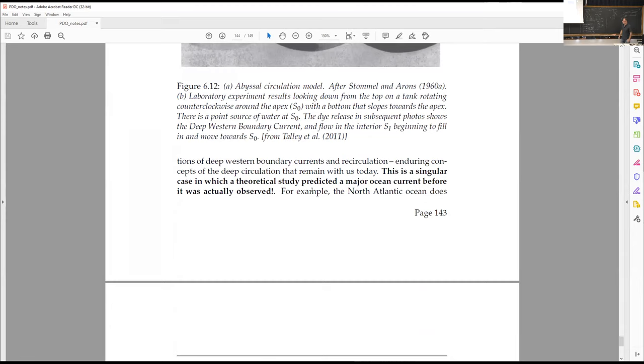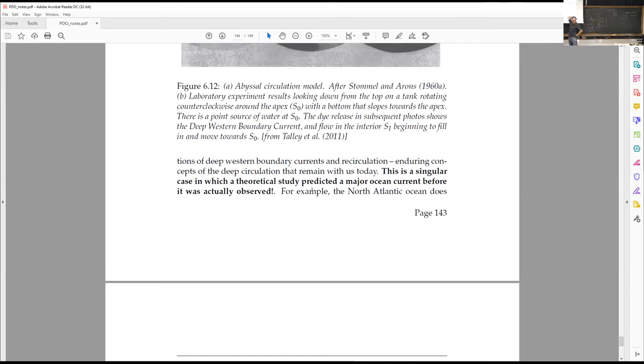Now you might think, this has nothing to do with reality. Actually, it has a lot in common with reality, not the details, but the main thing. For example, this is one of the few times when a theoretical study, with a very simple model and a laboratory model that showed this single circulation, predicted a major ocean current, the deep western boundary current. This deep western boundary current towards the west, that is required for mass balance, was predicted by this simple model of Stommel and Arons.